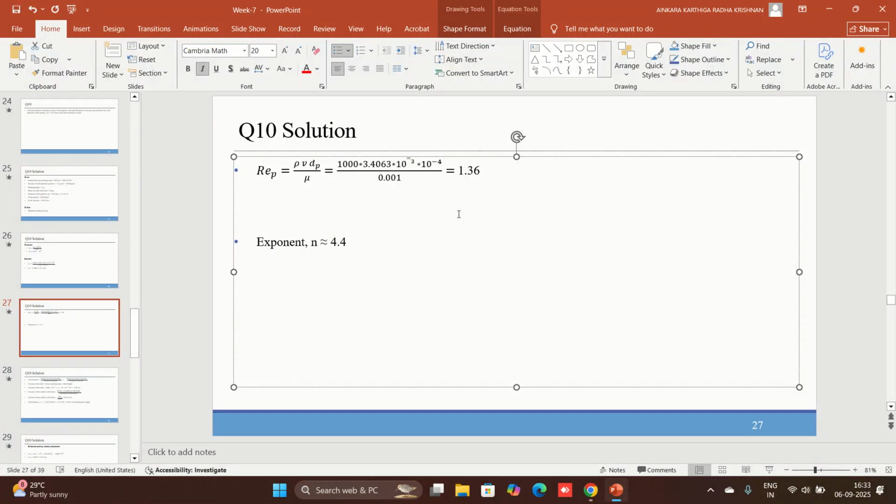Why is this going like this? I don't know. Power minus 3. Okay. And dp is 5 into 10 power minus 5. Again, values are actually going so low. But anyways, 5 into 10 power minus 5 into 1000 divided by 0.001. It is 0.17.